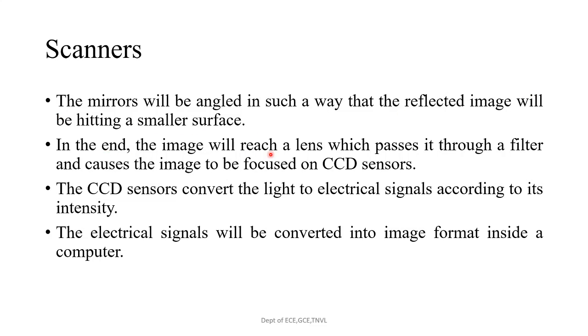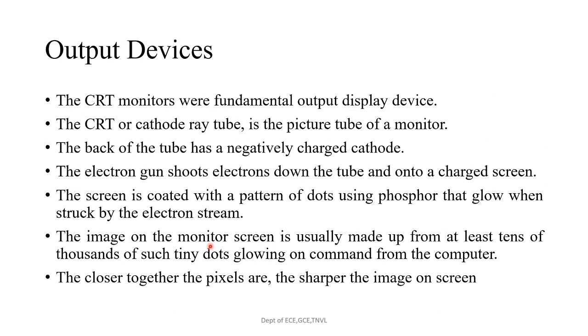In the end, the image will reach a lens which passes it through a filter and causes the image to be focused on CCD sensors. The CCD sensors convert the light to electrical signals according to its intensity. The electrical signals will be converted into image format inside a computer.